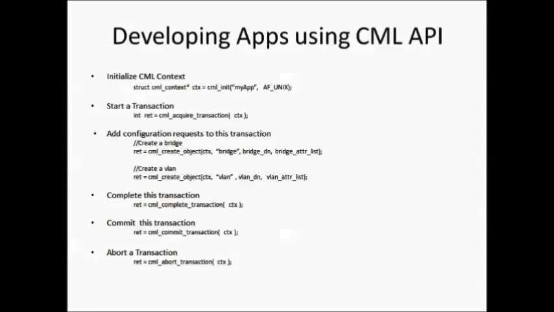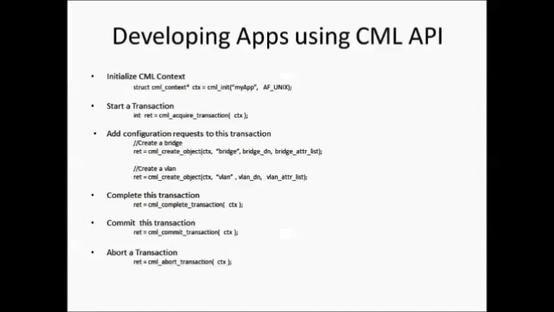So here is an example of how a developer can write a management application using CML APIs. This example is a very simple one where you perform a few configuration operations as part of this application. So the developer starts with initializing the CML context. Before he can use any of the CML APIs, he must initialize the CML context, which sets the necessary IPC parameters between the management application and the CML engine. So CML init is the API.